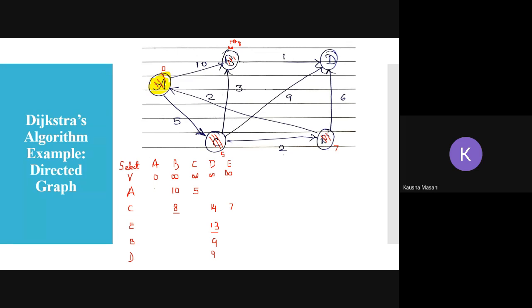In the previous one, this table was not needed. The reason is this is a directed graph. The previous one was an undirected graph.